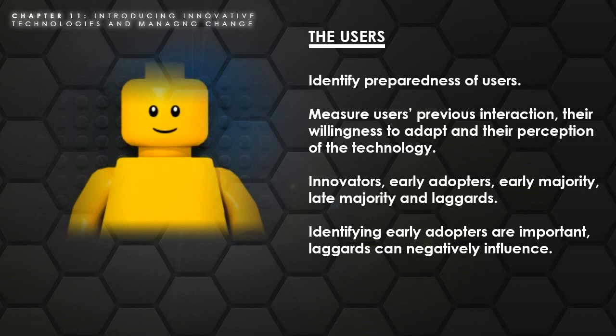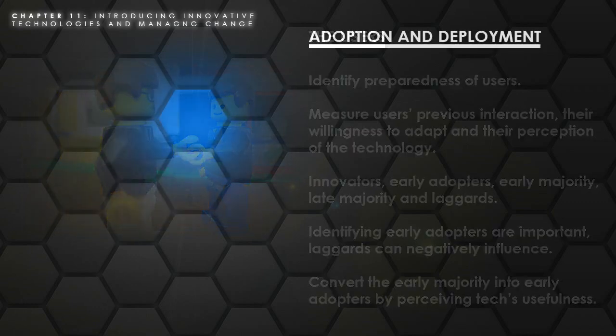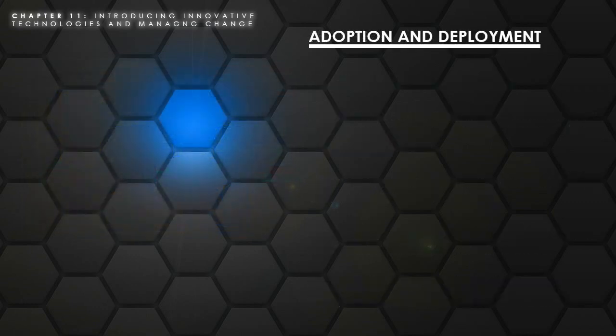We measure this with surveys, what kind of personality they are, and we identify them early. So it's important that we do identify them early, because we can convert the early majority into early adopters, and we do that by making them perceive its usefulness. So, adoption and deployment.